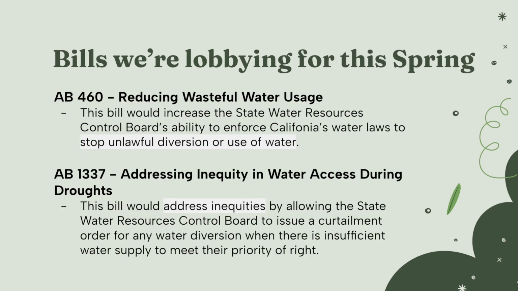Throughout all these steps, we'll have an open two-way communication with volunteers to coordinate meetings and share information from those meetings. Here's a little bit of information about the bills we're lobbying for this spring. AB 460 and AB 1337 are both bills that would provide the State Water Board with the ability to rein in abuse and inequities in California's water usage and distribution. AB 460 would give the State Water Board certain powers to prevent wasteful water usage, and AB 1337 would allow the board to curtail water diversions in times of drought, ensuring more equitable access to water.